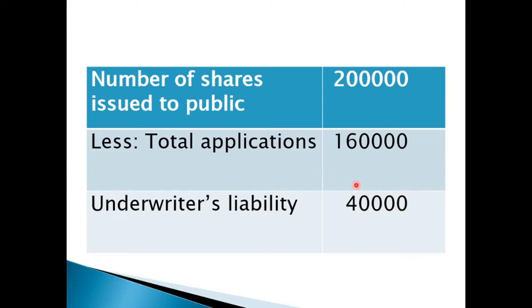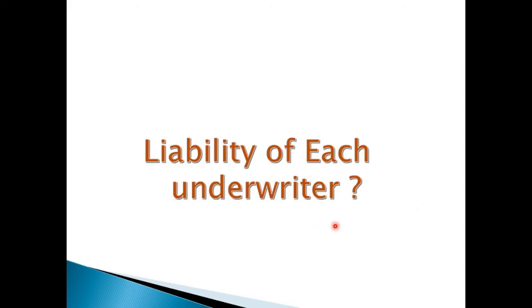Out of the total 40,000, this will have to be taken up by all the underwriters, right? So how many of it will have to be taken by A, B and C? That is what we need to determine here. In the case of a single underwriter, he will have to take up all these shares. But if we have two or more underwriters, this 40,000 will have to be taken up by three underwriters. So what we are determining is the liability of each underwriter.